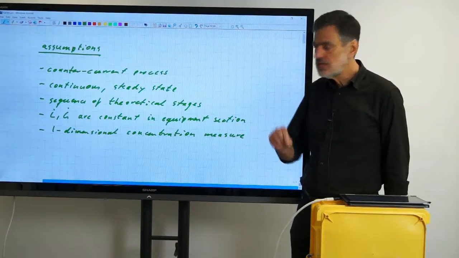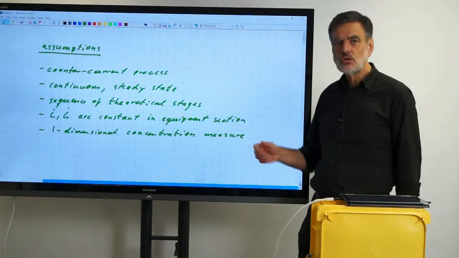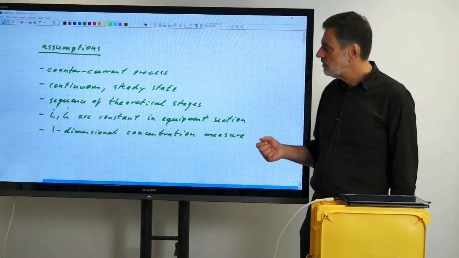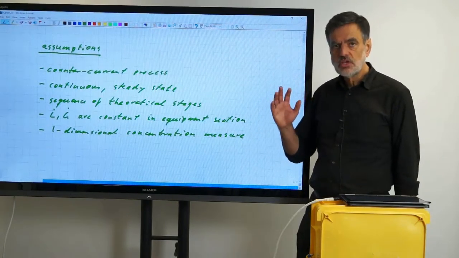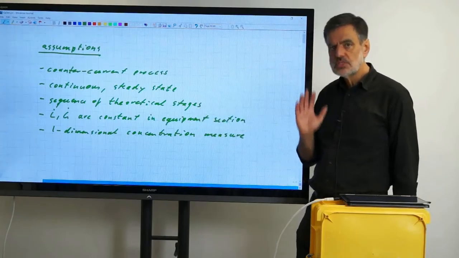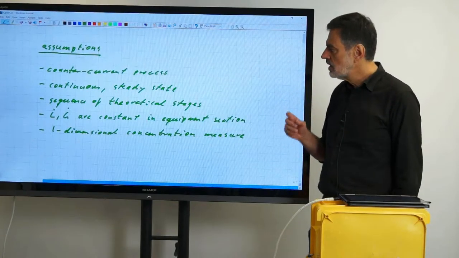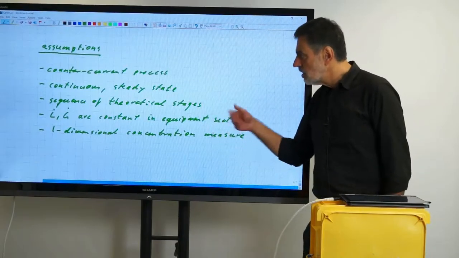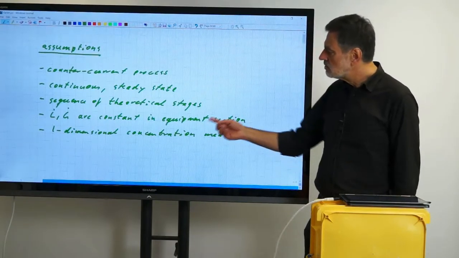So we assume that they are constant, and at the same time we want to have a single variable that describes the composition. So a one-dimensional concentration measure, to express it very generally.